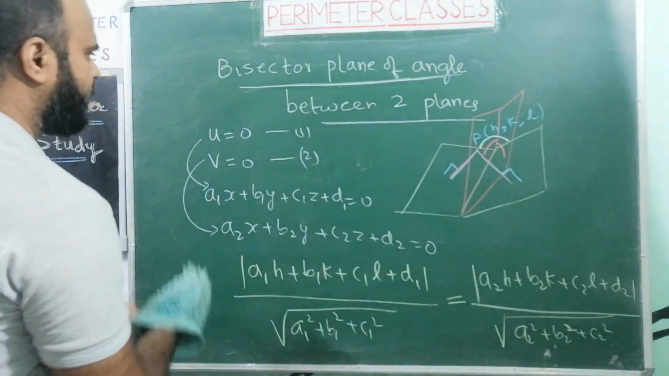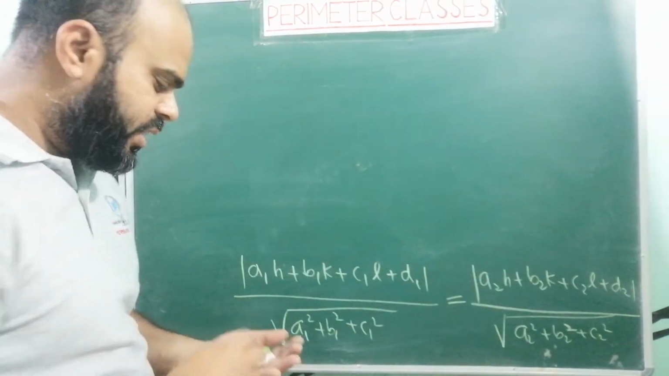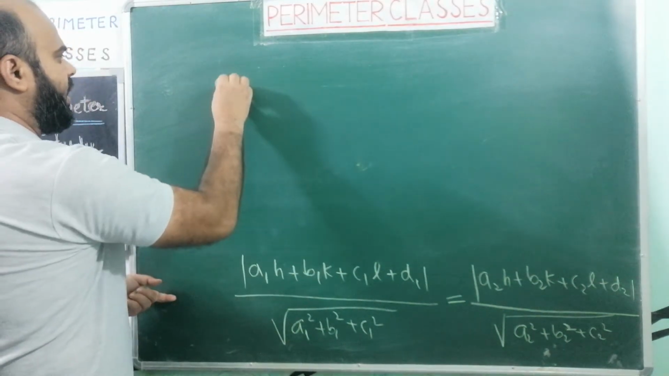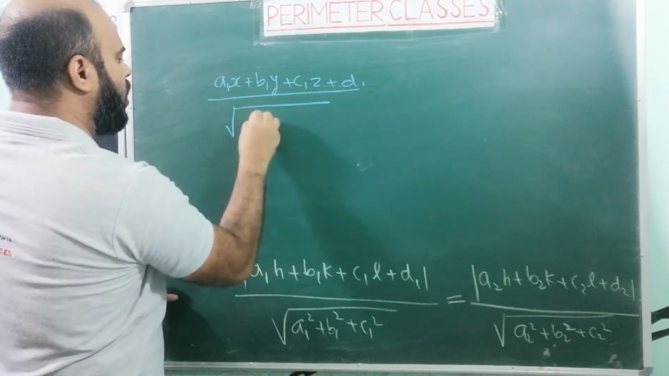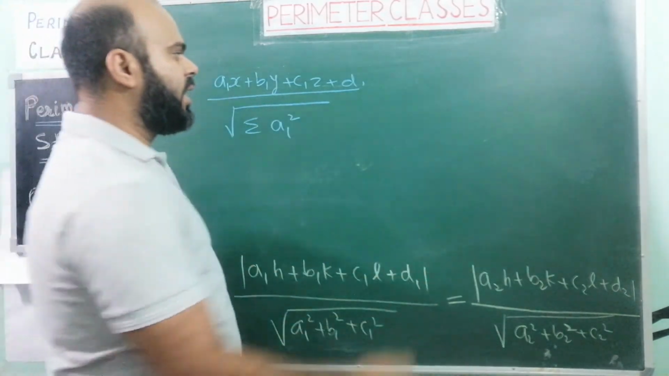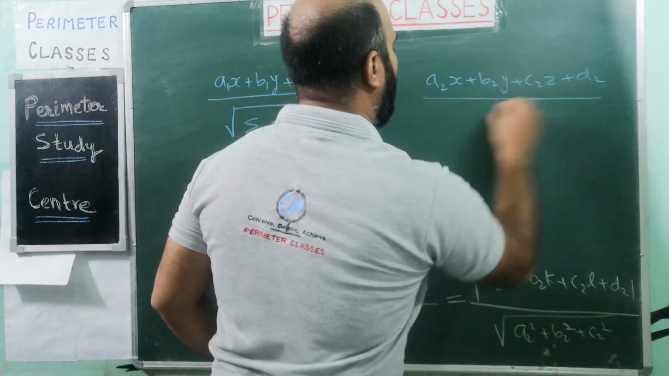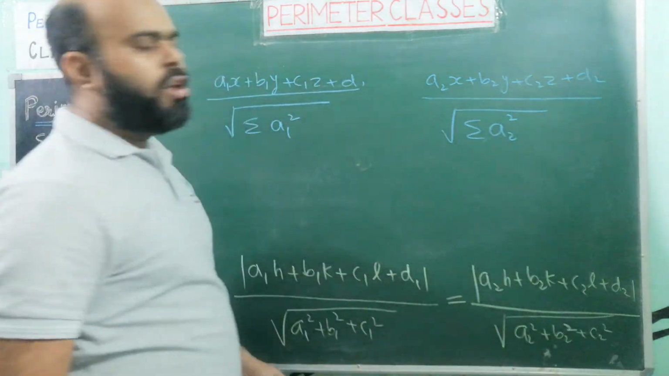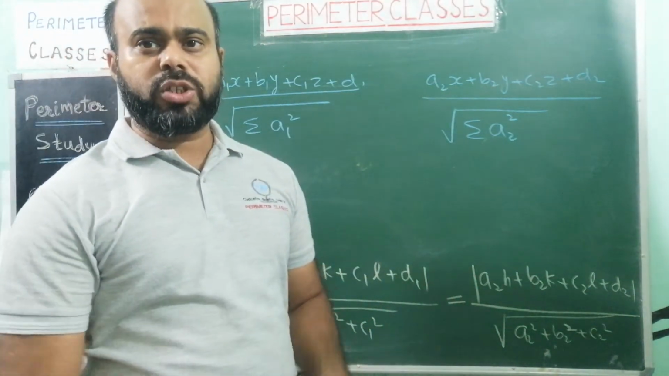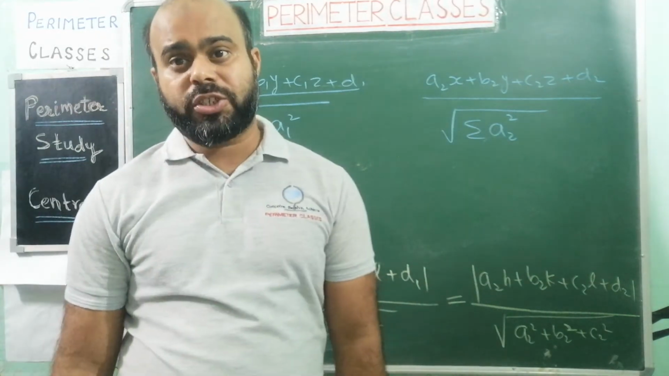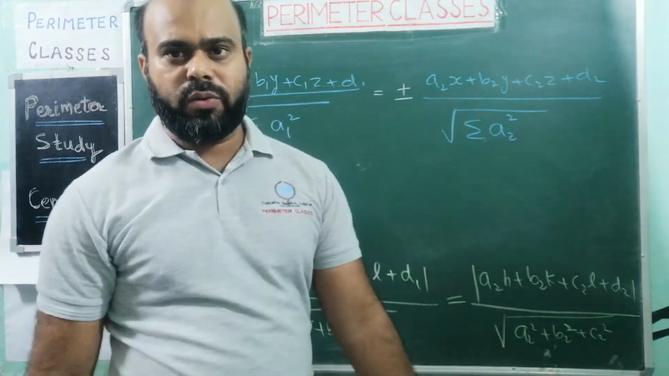Now when we find the locus, we replace the point by a variable point and consider that h, k, l are x, y, z. So finally we can say that a1x plus b1y plus c1z plus d1 over root over the sum of a1 squared, on the left side, and on the right-hand side a2x plus b2y plus c2z plus d2 over root over the sum of a2 squared. Now there is one more thing, there is a modulus here. So when you eliminate the modulus from both sides, there is a possibility that they can be of the same sign or of the opposite sign. In that case, there is either a plus or a minus over here. So this is the equation of the required plane.